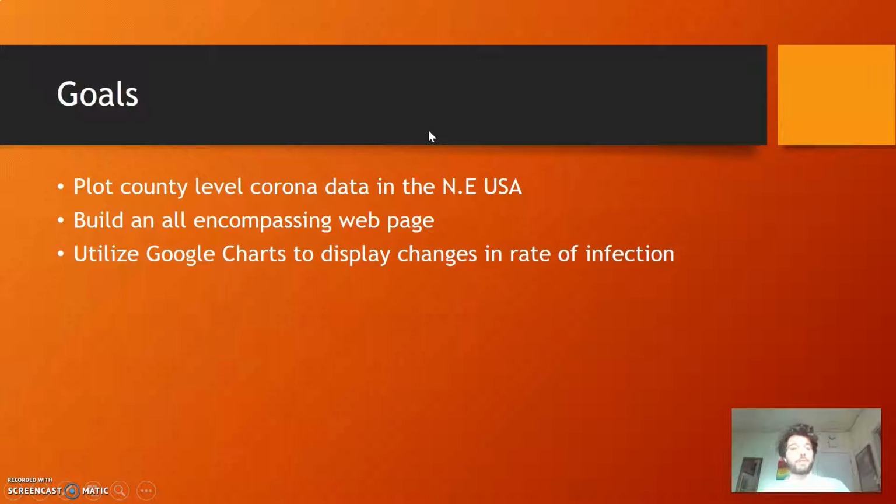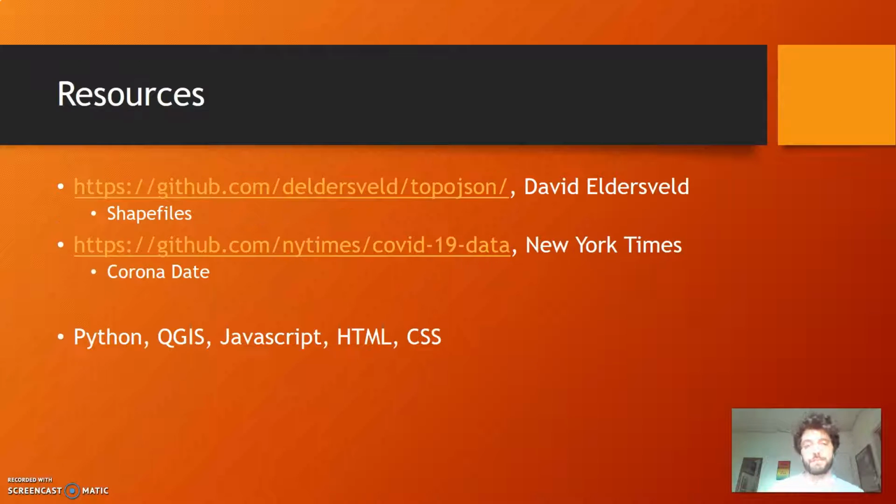Some of the goals I have with this project are to plot the county level corona data in the Northeast region of the United States. I want to build an all-encompassing web app that allows you to hover over a county polygon, access data and its attributes, and I want to make it look nice by adding a state boundary layer, and I want to utilize a Google chart to display the changes in rate of infection.